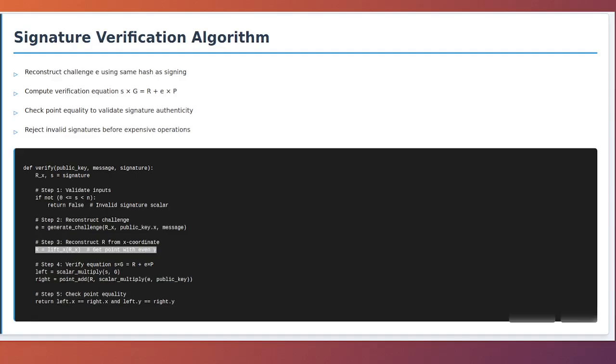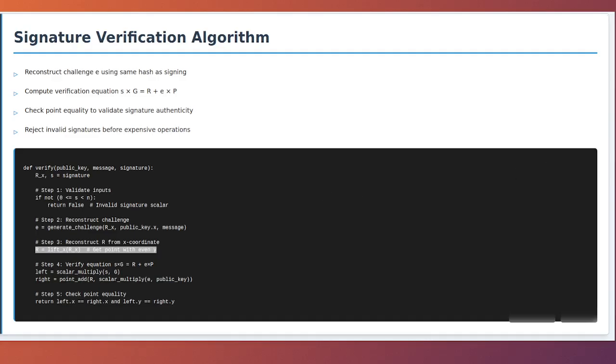The verification algorithm is designed to be efficient. The most expensive operations are the two scalar multiplications, S times G and E times P. Modern elliptic curve libraries use techniques like Shamir's trick to compute the sum of two scalar multiplications more efficiently than computing them separately.